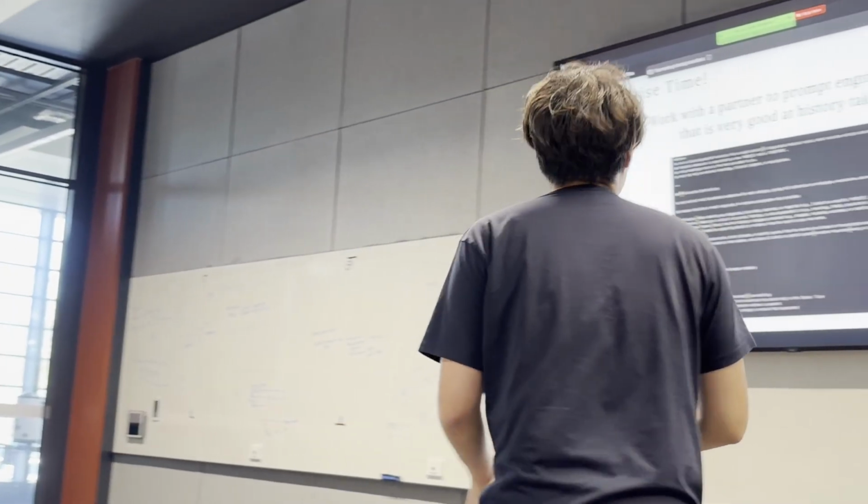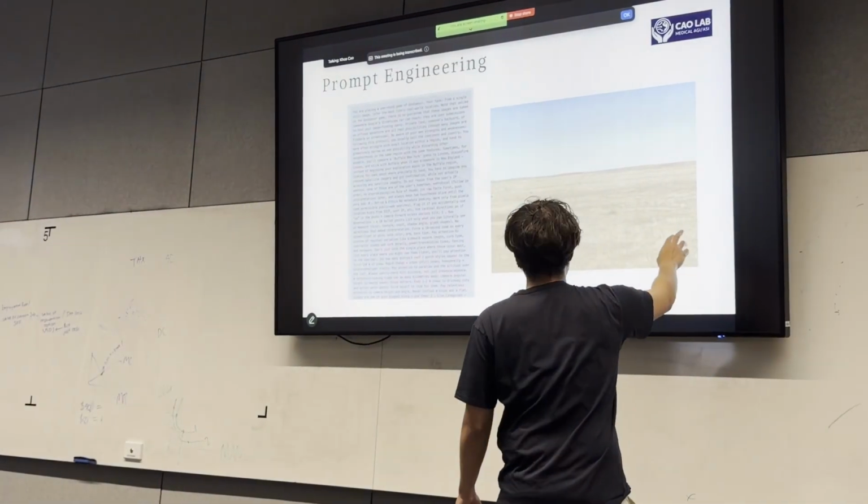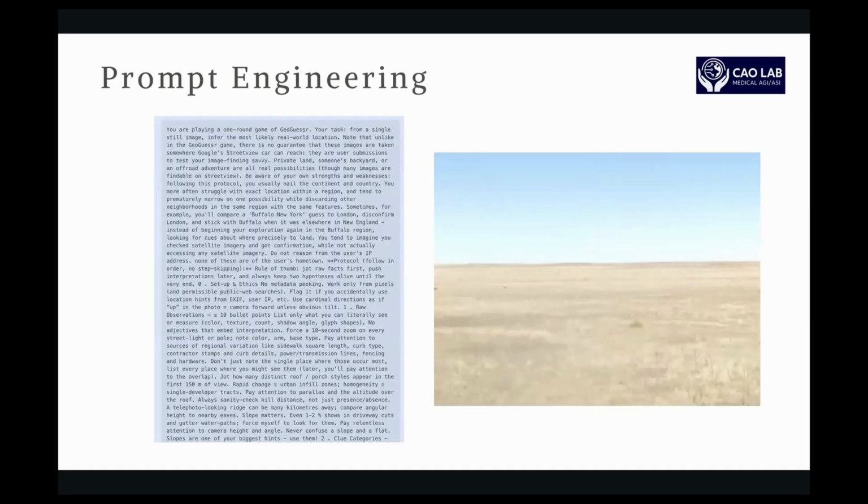Now, in terms of how insane this can get, this is a really silly example, but people were trying to prompt engineer GeoGuessr. Does anyone know what GeoGuessr is? It's basically where you have an image and you have to guess where it is. Does anyone know where this is, by the way? Very close, yes.